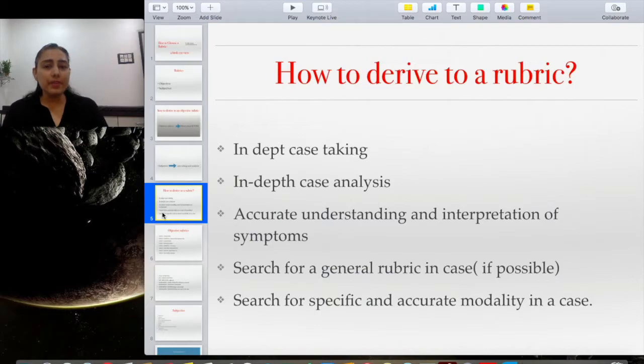So your effort in case taking has to be like an investigating agent. Who is an investigating agent? He goes to the root cause. He goes to the depth of the case taking. You have to go to the depth of the case taking.